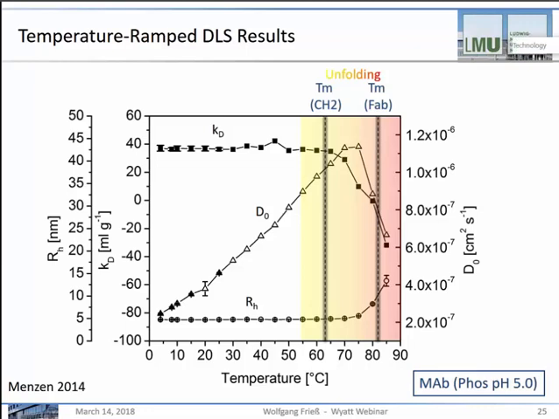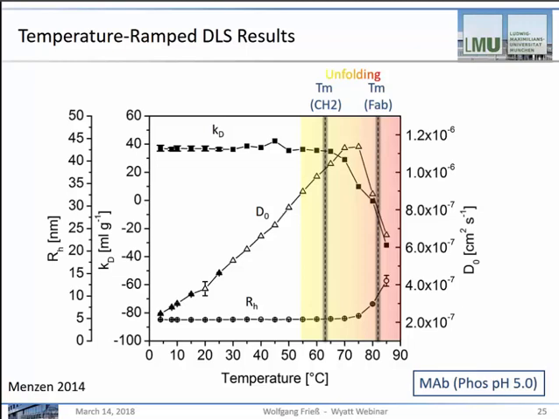Here comes the same sequence of mAb, Fc, and Fab at the lower pH of 5. At this pH, we have a higher Kd, as you may see. We had about 0 before, now it's about 40. So we have stronger repulsion. As we come into the unfolding region, still the diffusion coefficient increases, RH only slightly increases with the unfolding, and also Kd decreases, so hydrophobic patches become exposed.